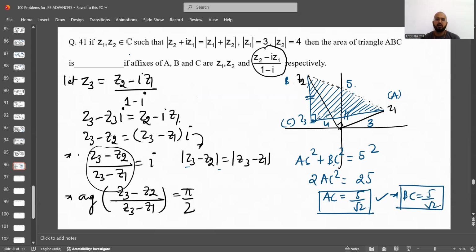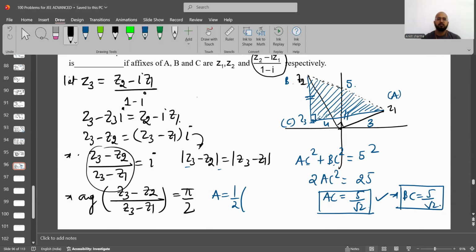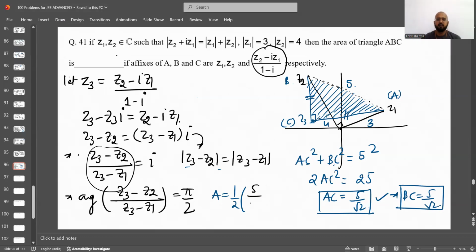And I want the area of this triangle. The area of the triangle is going to be half into base into height. The base is 5 over root 2 and the same is the height. So this turns out to be 25 over 4. So the answer would be 25 over 4. Let's go to the next question.